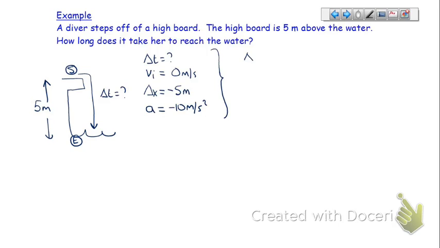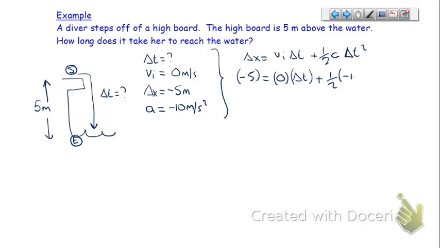And I'm going to say delta x is equal to vi delta t plus 1/2 a delta t squared. There's my a, there's my delta t, there's my delta x, there's my vi. Yeah, that's going to work. And so I know that minus 5 is equal to vi was 0, times delta t. Delta t is what I want, plus 1/2 times minus 10 times delta t squared.